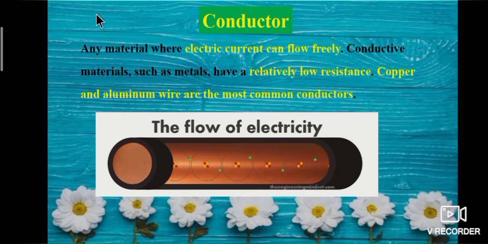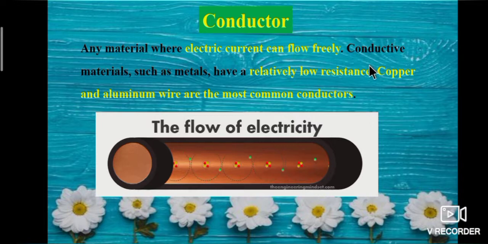Now we will learn about conductors. A conductor is any material where electric current can flow freely. Conductive materials such as metals have a relatively low resistance. What is resistance? It is the ratio of the potential difference across it to the current flowing through it.